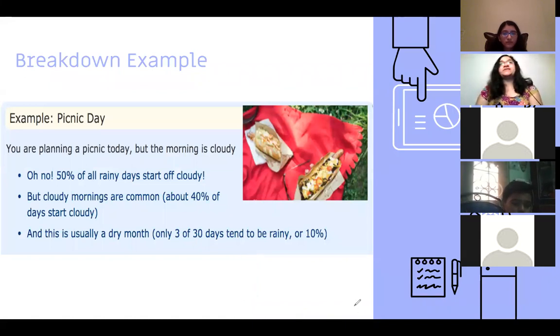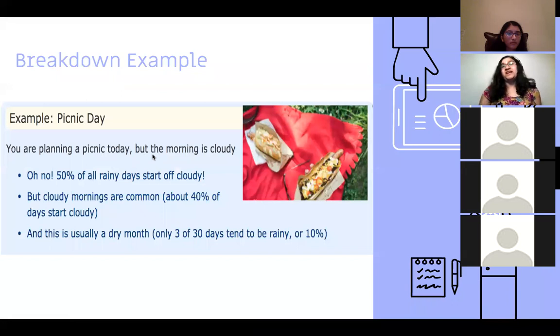All right, so pretend it's a picnic day. And so we're going to be planning a picnic, but the morning is cloudy, so we want to know whether or not it's going to rain, because sometimes being cloudy would be indicative that it's going to rain. So first off, we know that 50% of all rainy days start off cloudy. That means that given that it's a rainy day, 50% of the time it starts out cloudy. Therefore, cloudy would have been event A, and rainy would have been event B.